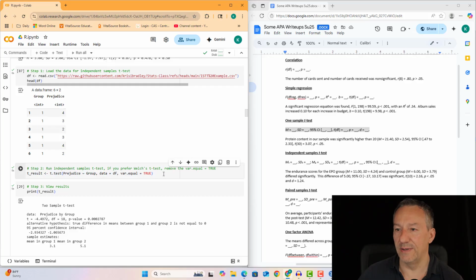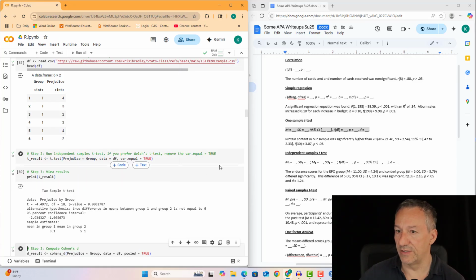Now we're going to run that independent samples t-test. Some people have moved from the independent samples t-test; they would rather run the Welch's t-test, and you can do that here too. The only difference is, right here, t_result is the thing that we're creating by running the t-test with prejudice, using that factor of group, our data from that df data frame, var.equal = TRUE. That's for the independent samples t-test. If you want to run the Welch's t-test, you just take that last part off and it'll run it. Okay, shift enter, view the results, shift enter.